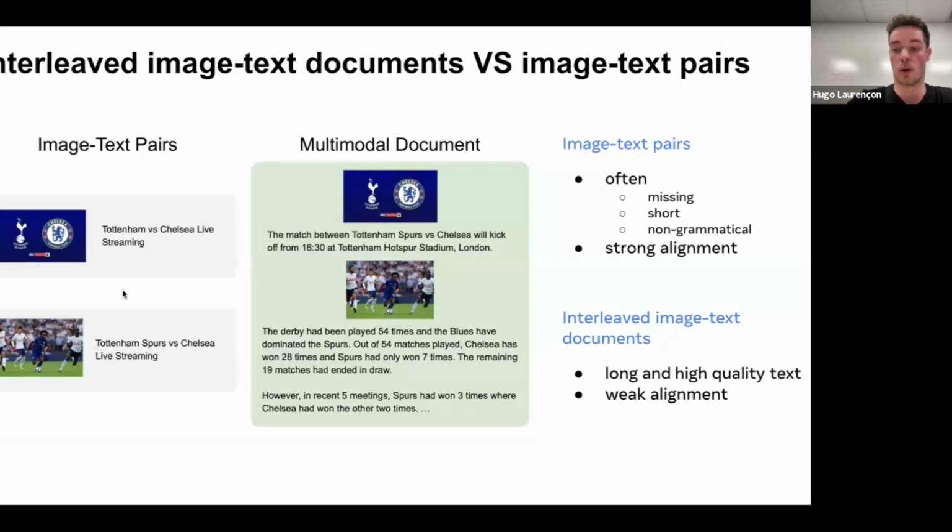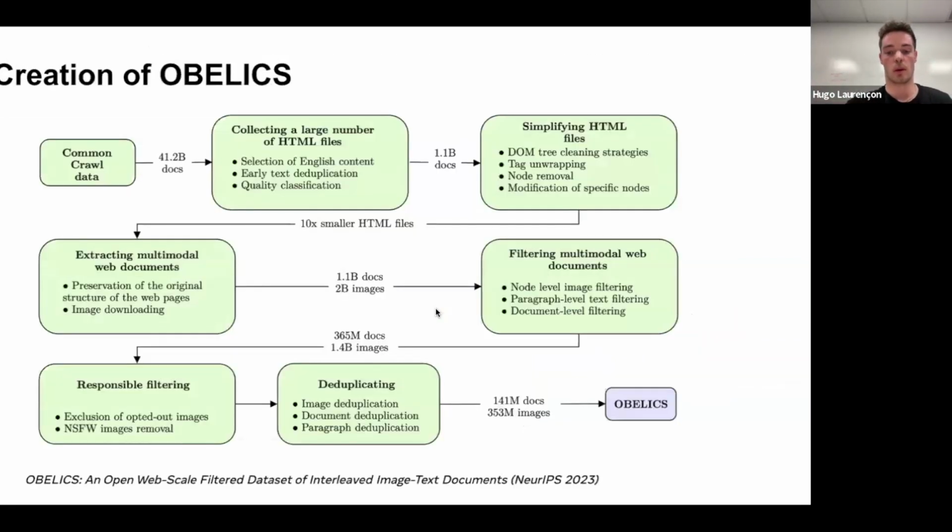And here you have a longer and higher quality text, but the thing is that you have a weak alignment with the text not necessarily describing exactly the picture, but you will still have the context that is shared. So maybe this is useful for the pre-training. So in our previous paper, Obelix, this is what we did, trying to create this interleaved image text data set, and also open source the data set.